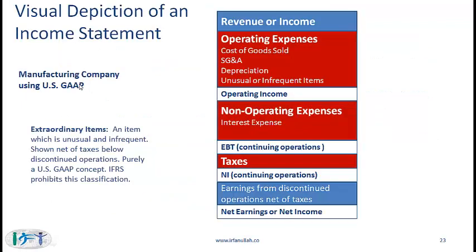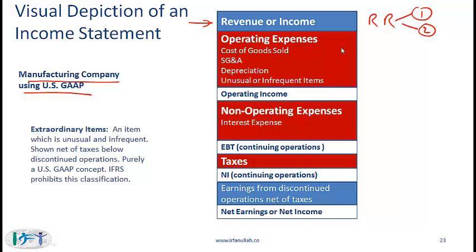Here is a visual depiction of what we've been talking about, and we will take the perspective of a manufacturing company which is reporting using US GAAP. The top line shows the revenue or income, and here we need to be concerned about the revenue recognition rules. We talked about various revenue recognition criteria, but I want to make sure you remember two core criteria. The first criteria is that goods or services have been delivered, and the second core criteria is that cash has been received or there is reasonable certainty that cash will be received.